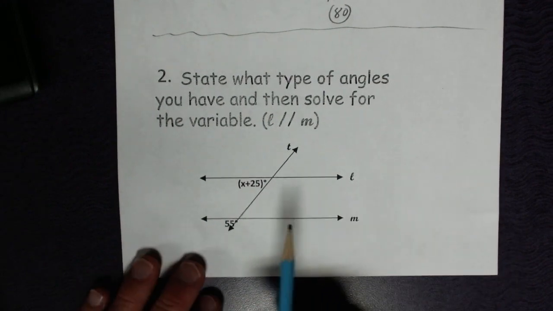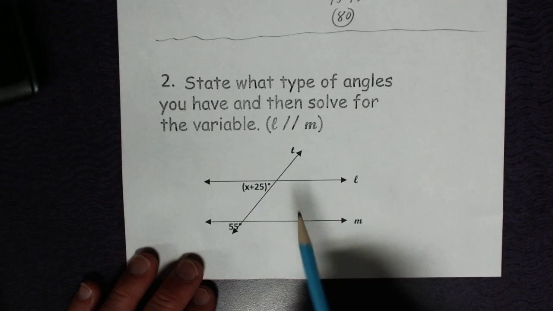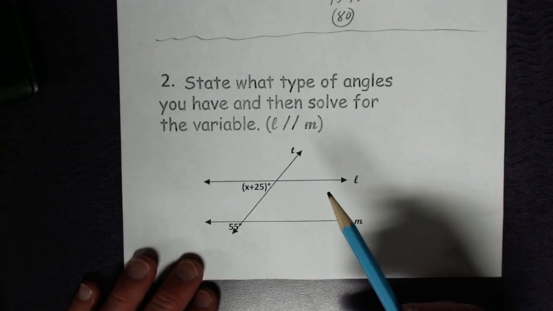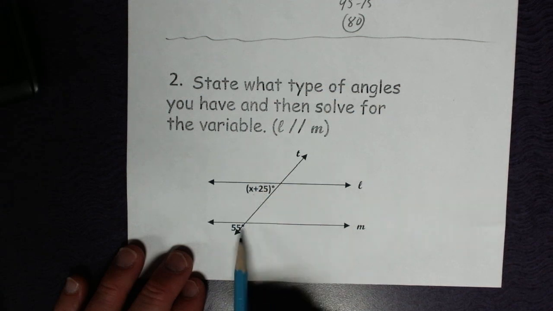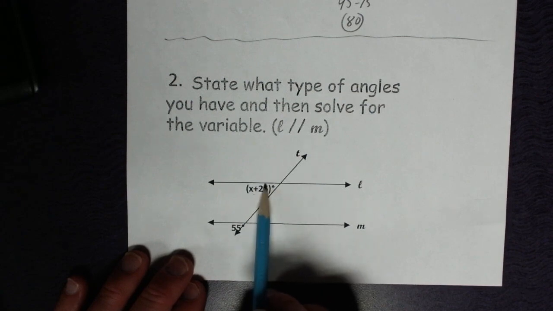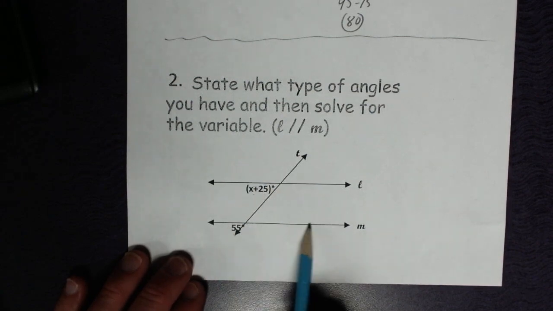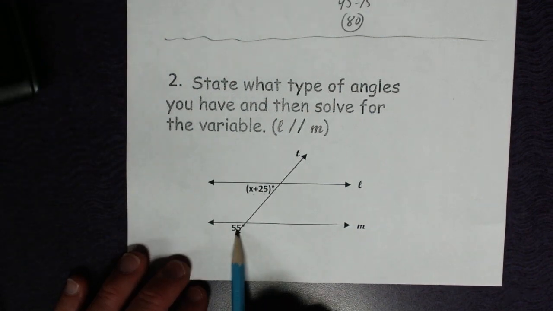Let's look at our angles. Again, we're solving for x. We have two parallel lines. There's your transversal. Now here I have x plus 25, and then here I have 55. Let's take a look at our angles. If I took this line right here and laid it on top of the m, these angles would be corresponding. So what do we know about corresponding?